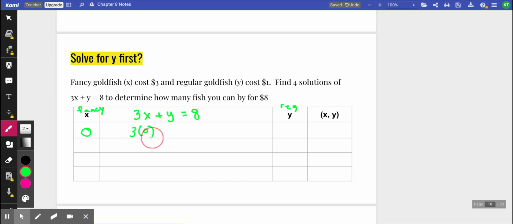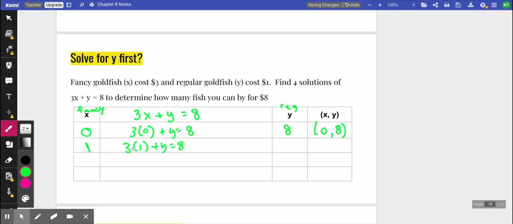So 3 times 0 plus y equals 8, right? Well, 3 times 0 is 0. So this would be 8, right? And that makes sense. If I spend $0 on the fancy fish, the regular fish are $1, I can get 8 of them. All right, so then let's just say we buy one of the fancy, right? 3 times 1 plus y equals 8, right?